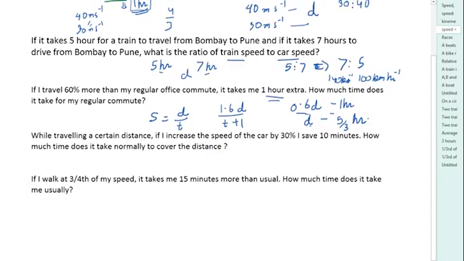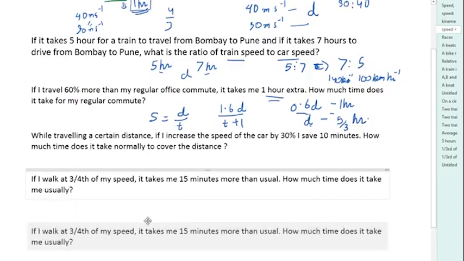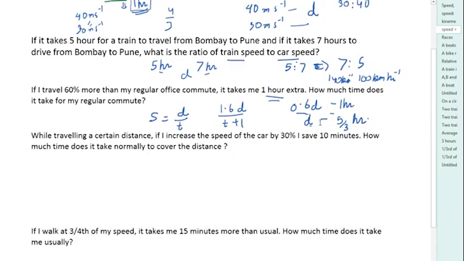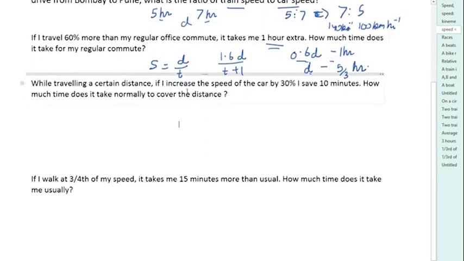Same way, while traveling a certain distance, if I increase the speed of the car by 30%, I save 10 minutes. How much time does it take normally to cover the distance? So let's look at this one. Just move the other question down so I have more space. So I travel a certain distance d. I have time t. I am increasing the speed of the car by 30% now. So my distance is constant here.